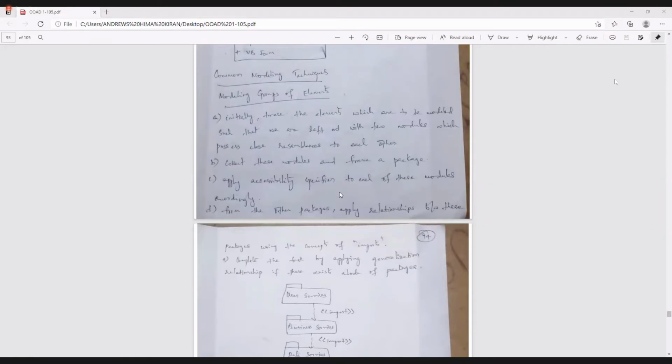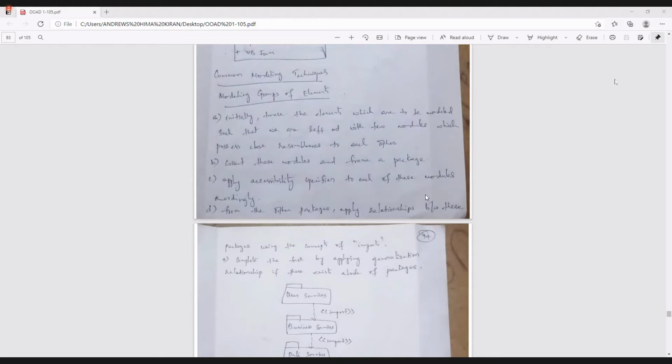Did anyone know the answer? Or don't know? I'm saying that accessibility specifier and the visibility marker both are considered the same. Public, exactly. If you know public, obviously, I think you should be aware of private, protected, and package. Exactly. So apply accessibility specifier to each of these modules accordingly.